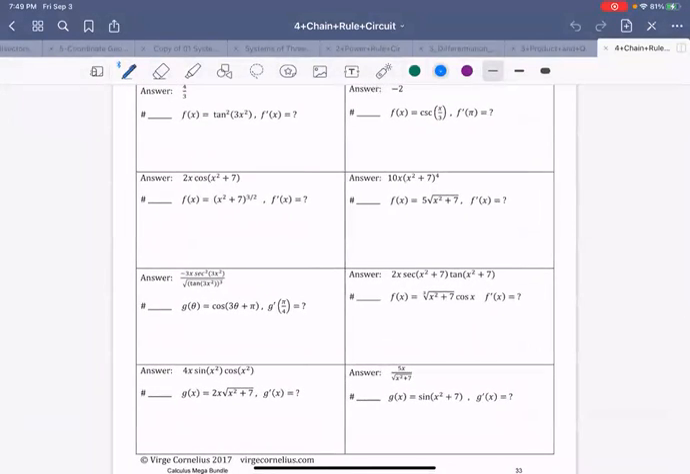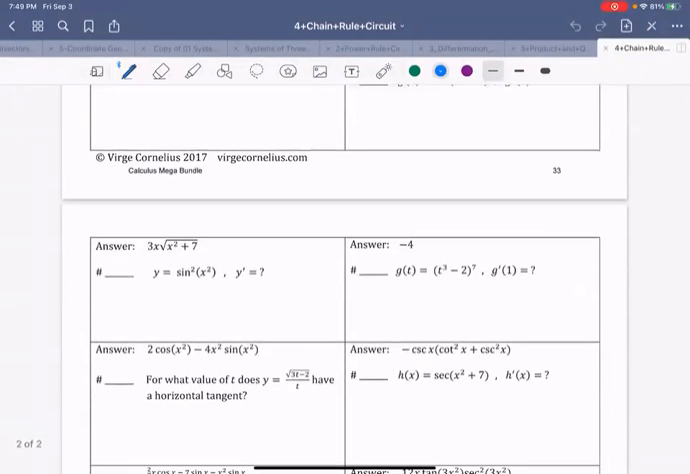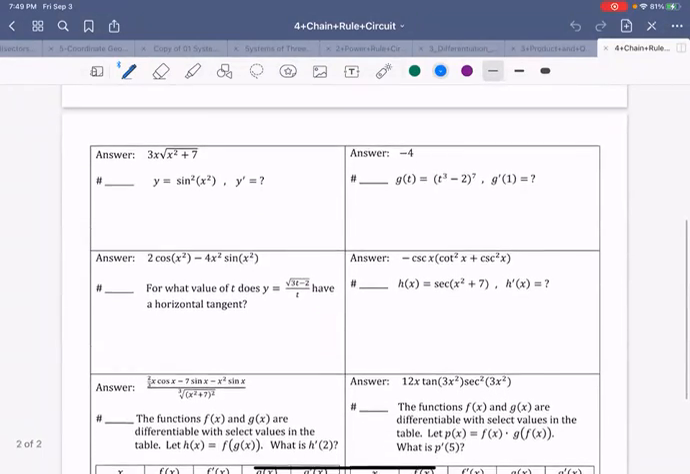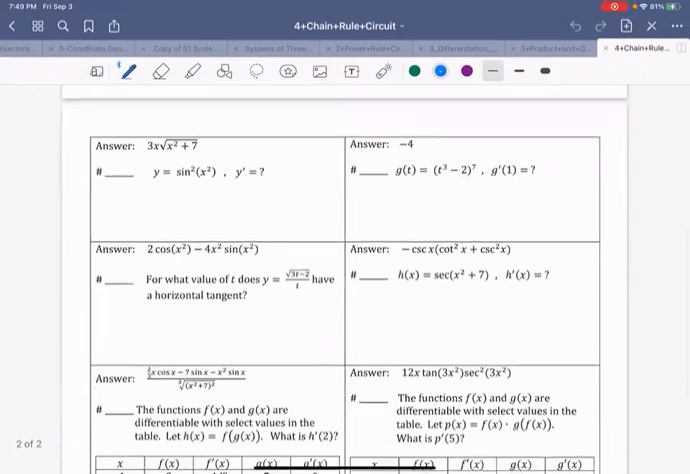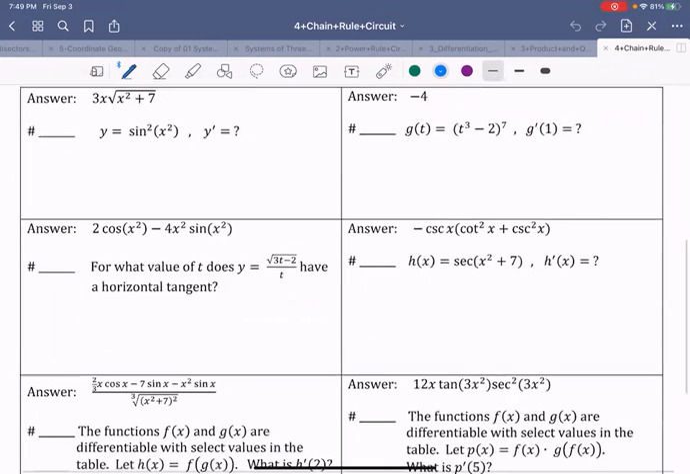Now let's see. Let's do some ugly one, okay? We are going to use those kind of chain rule. Let's see here. Look at this. Angela, let's try this one.